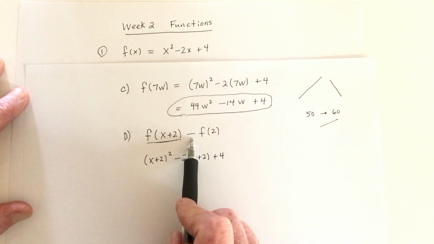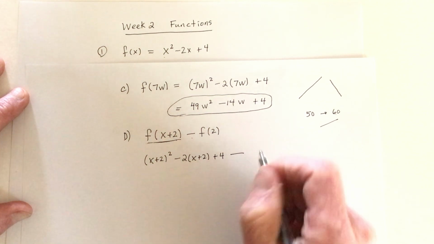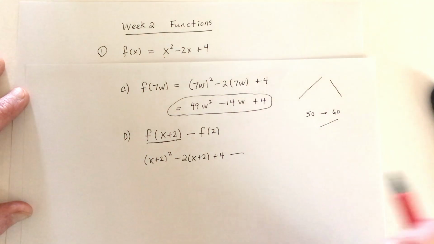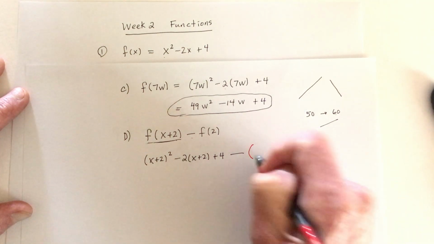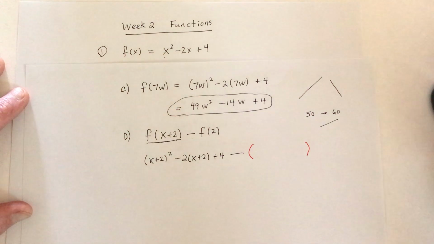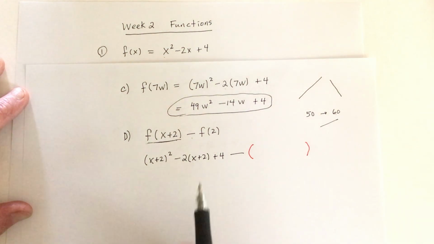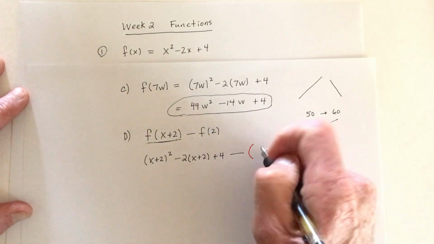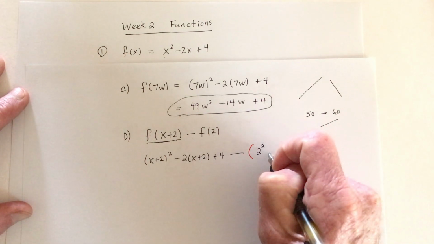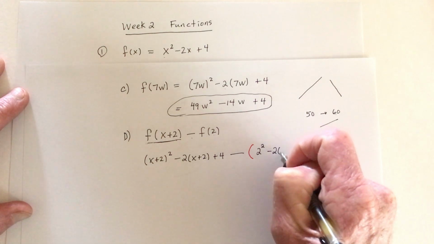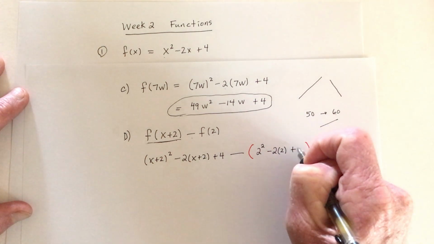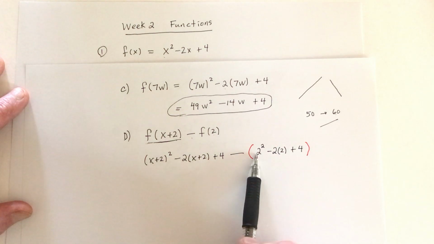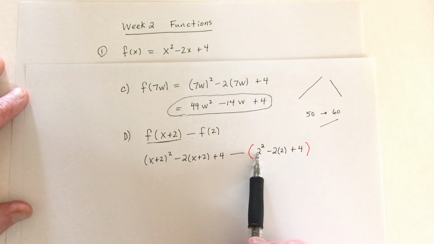Now we need to go minus. And because the minus applies to everything that comes after it, you should put parentheses or brackets. I'll use red parentheses. Now substitute a 2 in for these x's. So we'd have 2 squared minus 2 times 2, and then plus 4. On this one, I don't really have to use parentheses because there's no negative sign to worry about. So you could put parentheses, but you don't have to. It means the same thing.